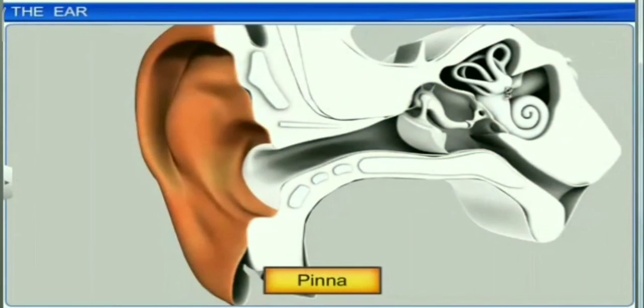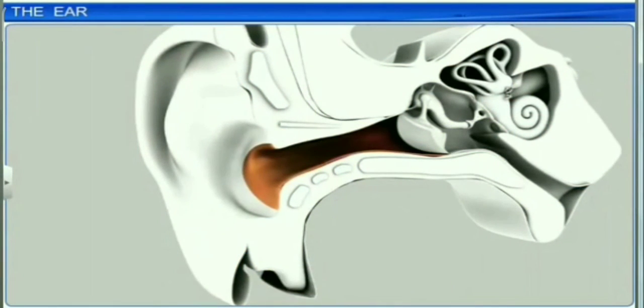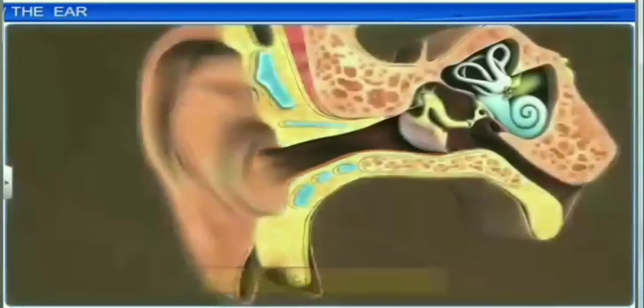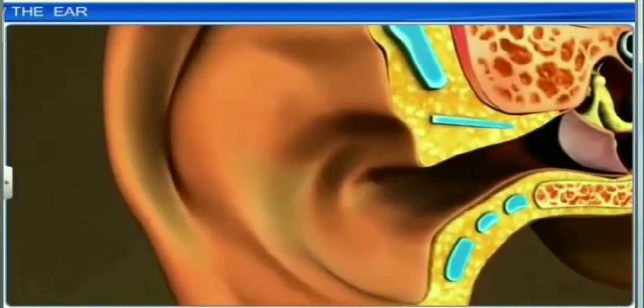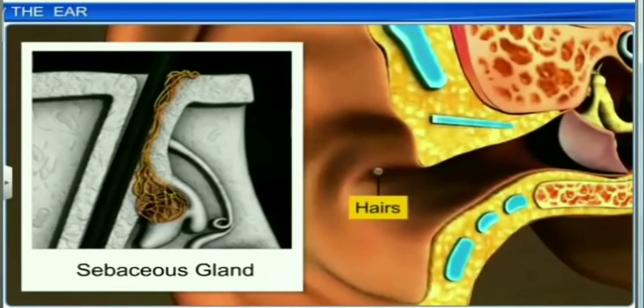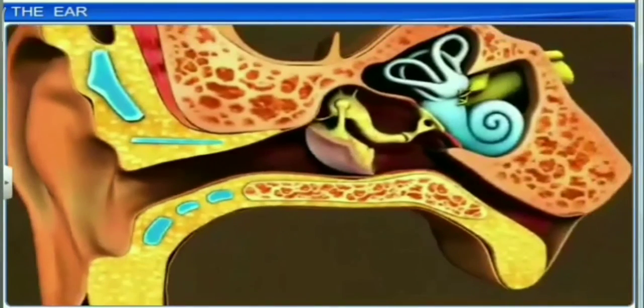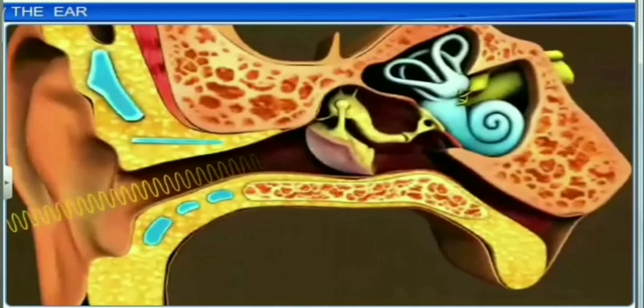The external ear in humans is the ear pinna. It is an immovable part. It contains the auditory canal. There are very fine hair and wax-secreting sebaceous glands in the skin of the pinna and auditory canal. It transfers sound waves to the eardrum.